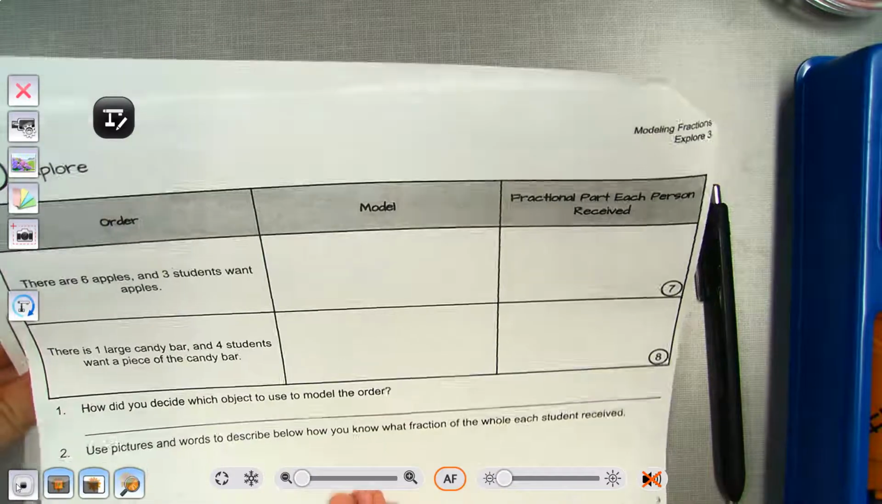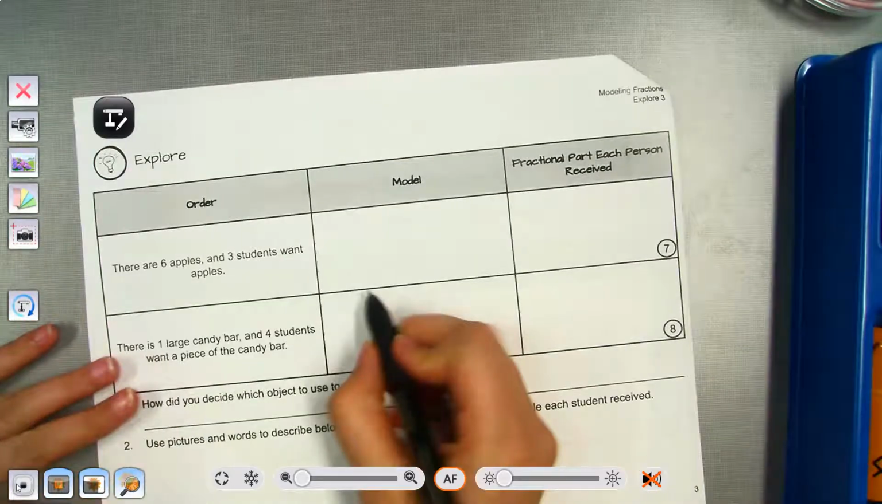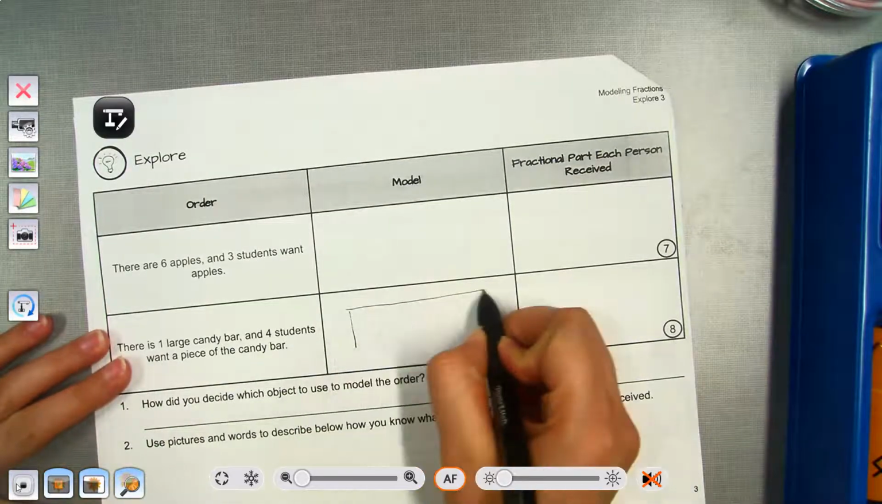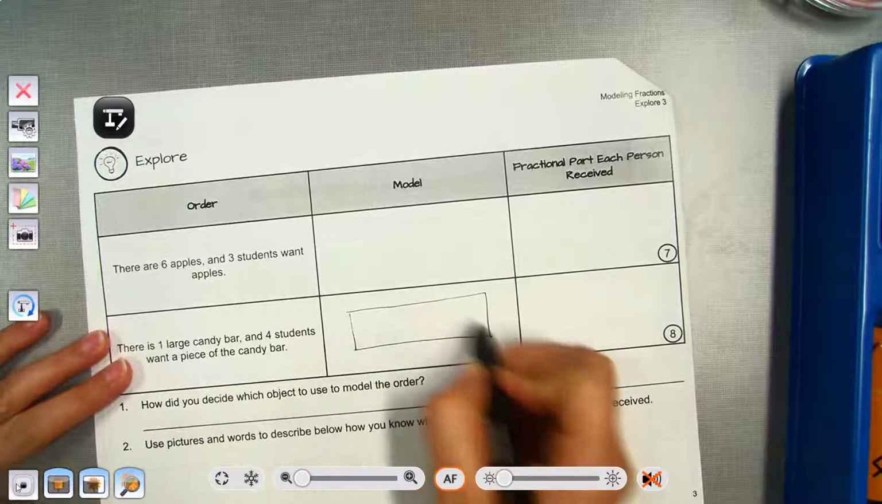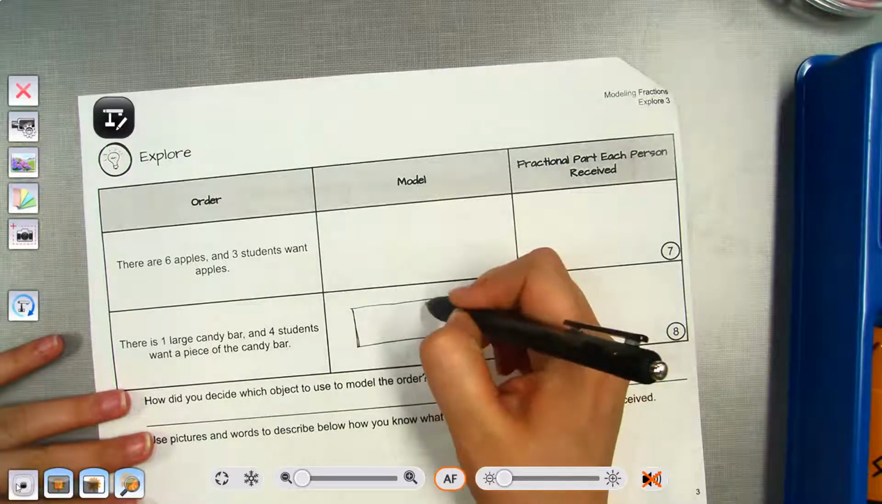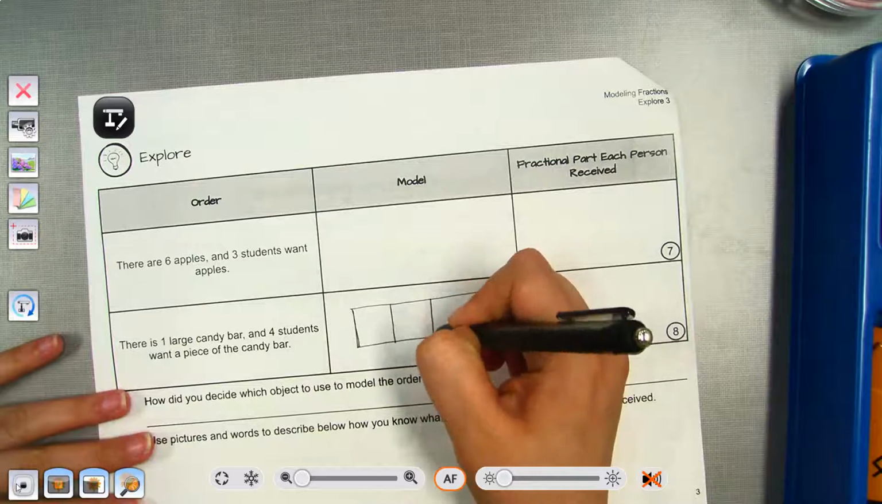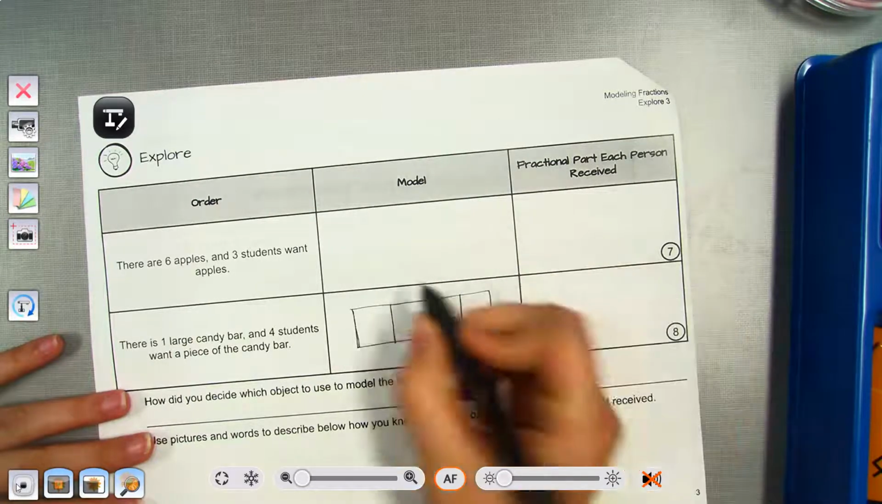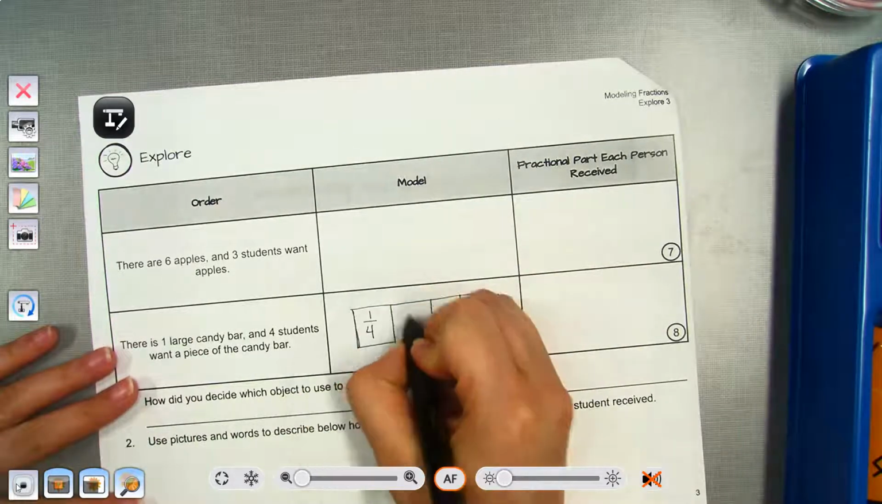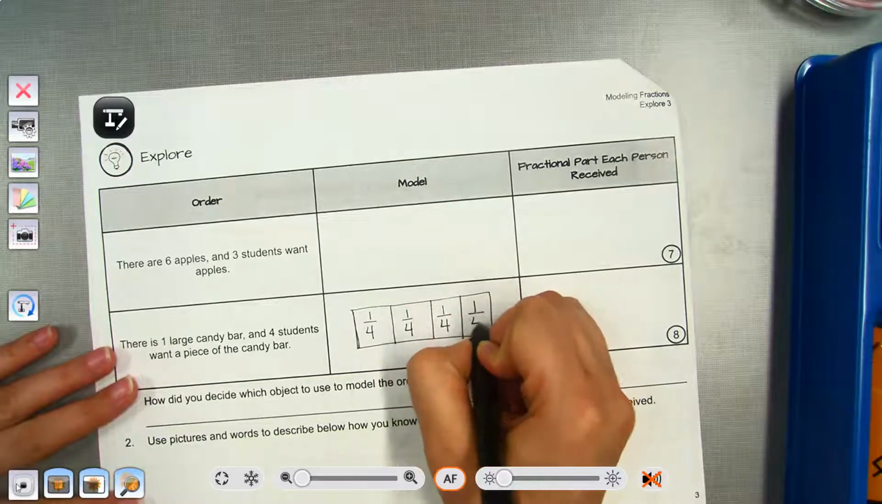Let's look at this large candy bar. And I'm not going to use my fraction pieces, so I'm going to draw a picture. I'm going to draw this candy bar. Here's my 1 candy bar. And if I'm going to share it between 4 people, how many pieces am I going to cut this into? I'm going to cut this into 1, 2, 3, 4. So this is a 4th, this is a 4th, this is a 4th, this is a 4th.